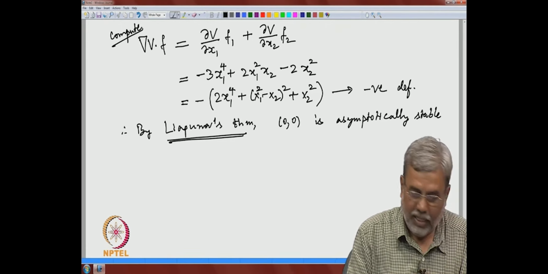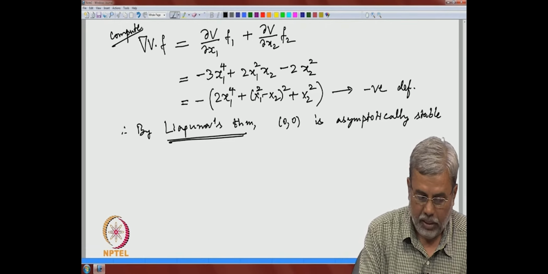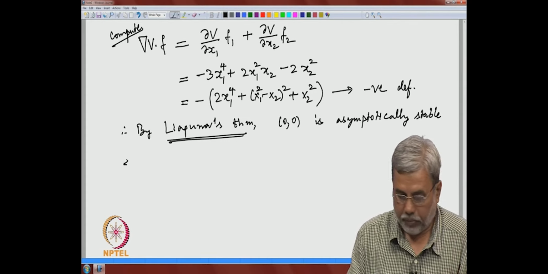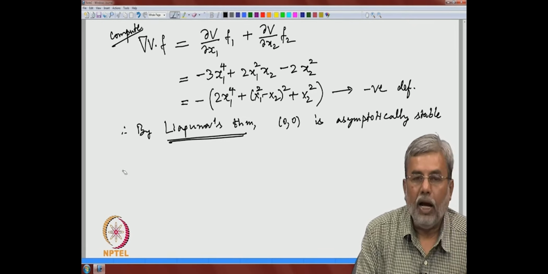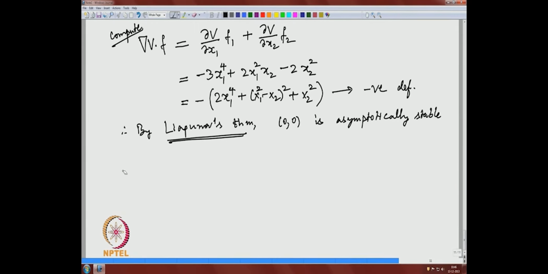Okay. Final example. So, there will be more exercises in the assignment sheet, so you can practice this construction of Lyapunov functions for given systems.